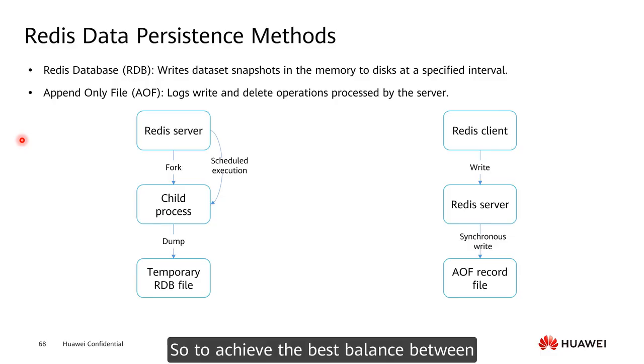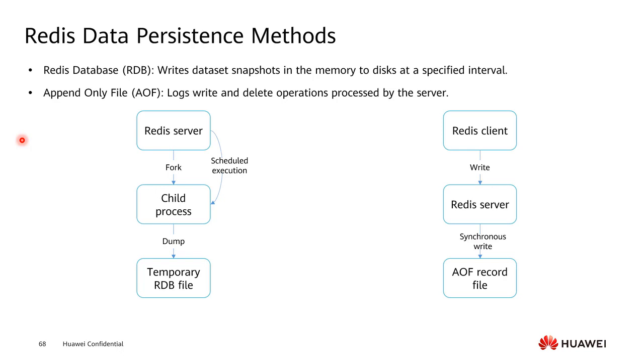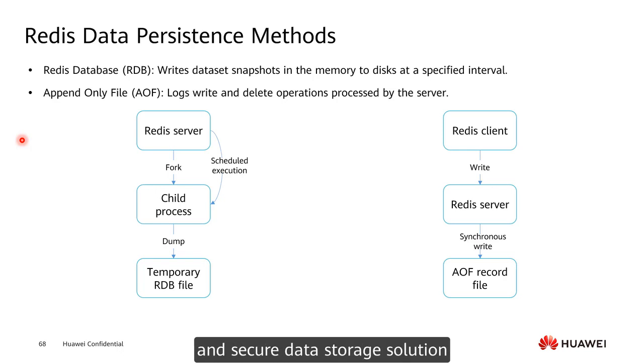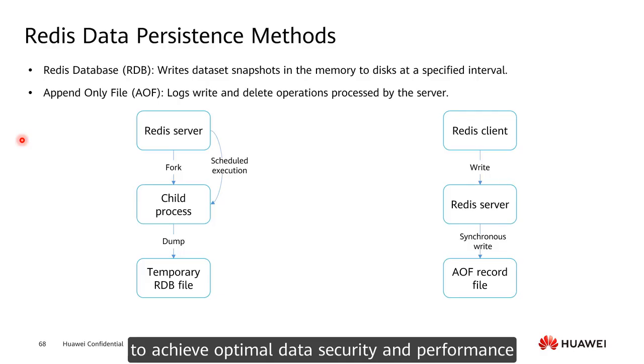So to achieve the best balance between data security and performance, Redis allows you to enable RDB and AOF persistence at the same time. In this way, the RDB can be used as a periodic data backup point to provide quick recovery, and the AOF ensures fine-grained data recovery. The combination of RDB and AOF can build an efficient and secure data storage solution. With fine-grained configuration, developers can adjust the persistence policy based on service requirements to achieve optimal data security and performance.